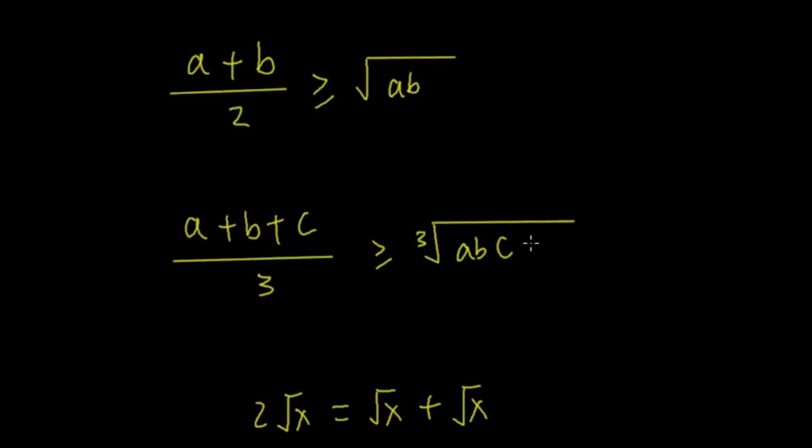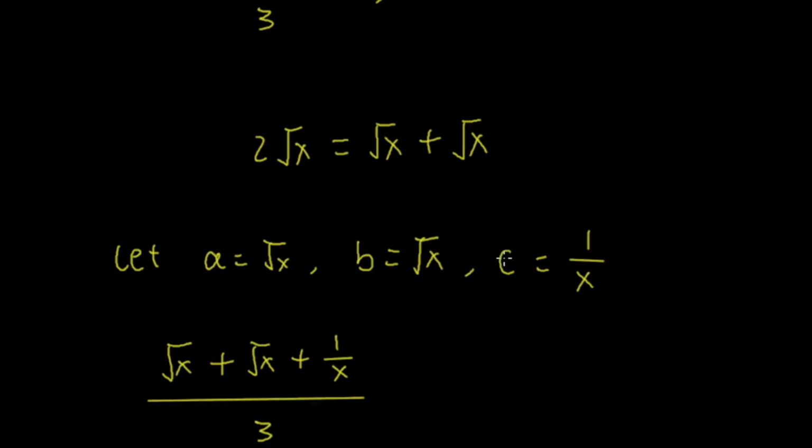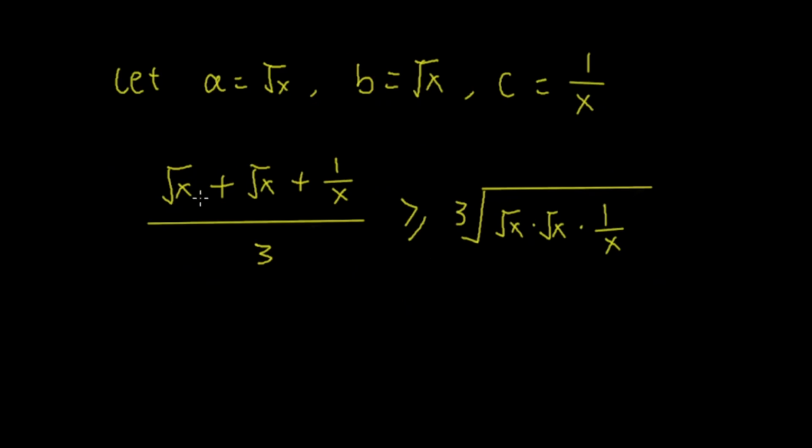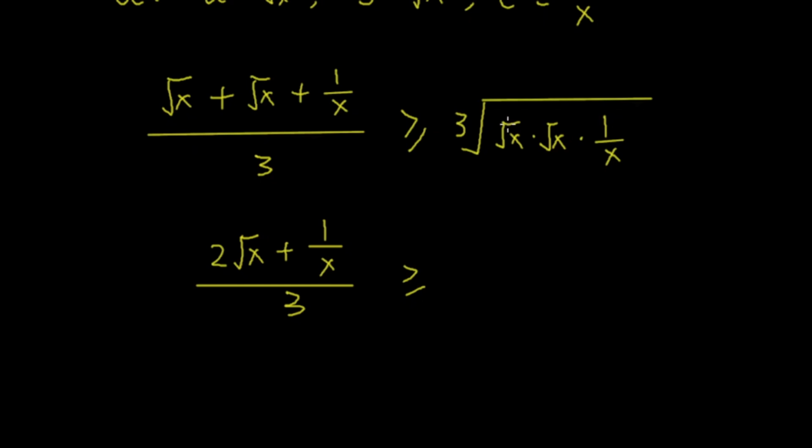Now, on the right side, the cube root of the product of these three terms will be less than or equal to the left side. That will be the cube root of square root of x times square root of x times 1 over x. On the left side, square root of x plus square root of x is 2 times square root of x, plus 1 over x, all divided by 3.